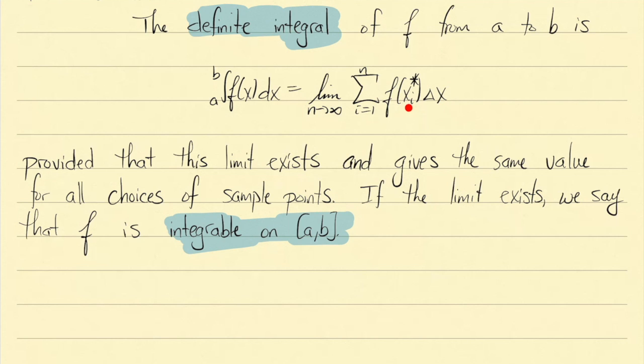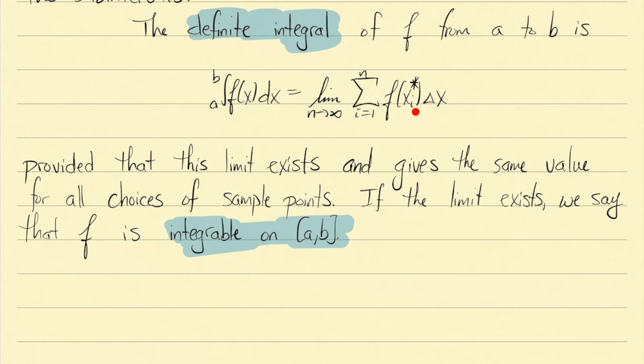Just like when we were talking about the right endpoint Riemann sums, each of the terms in this sum represents the area of a rectangle. The width of our rectangle is delta x, and the height of our rectangle is given by plugging the sample point xi star into our function. The sum of the areas of these rectangles gives us an approximation to the region bounded by y equals f of x, the x-axis, the line x equals a, and the line x equals b. Taking the limit gives us the actual area of the region enclosed.